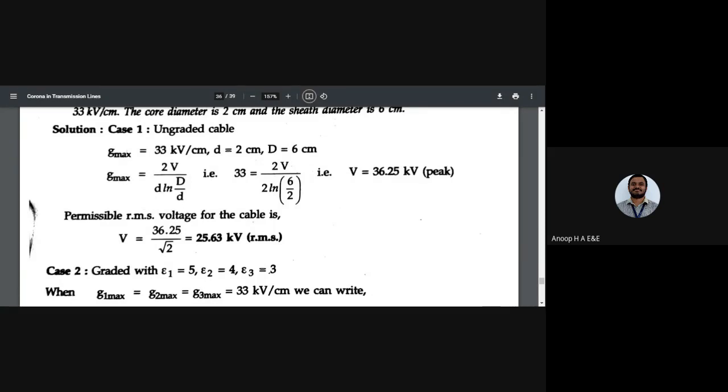Okay, what did you observe here? We get 2V divided by small d ln of capital D by d, and that is 33 kilovolt per centimeter. We get it in kilovolt itself if I write it as 33, because all the values are in centimeter. So 33 equals 2V divided by 2 ln of 6 by 2. So we are getting the peak value of voltage as 36.25.